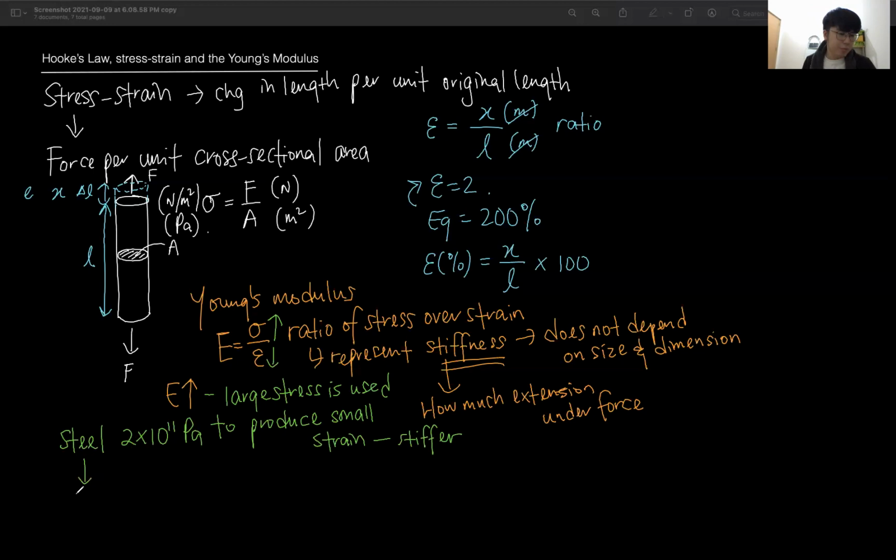If you come down to rubber, you see the difference is already a very big difference. Steel, I come down to rubber. Rubber is still very high, about 2 times 10 to the power of 7 Pascal. Why is the unit Pascal? Because the stress is Pascal, right? E equals stress over strain. This is Pascal. The strain has no unit. So your unit for Young's modulus is Pascal.